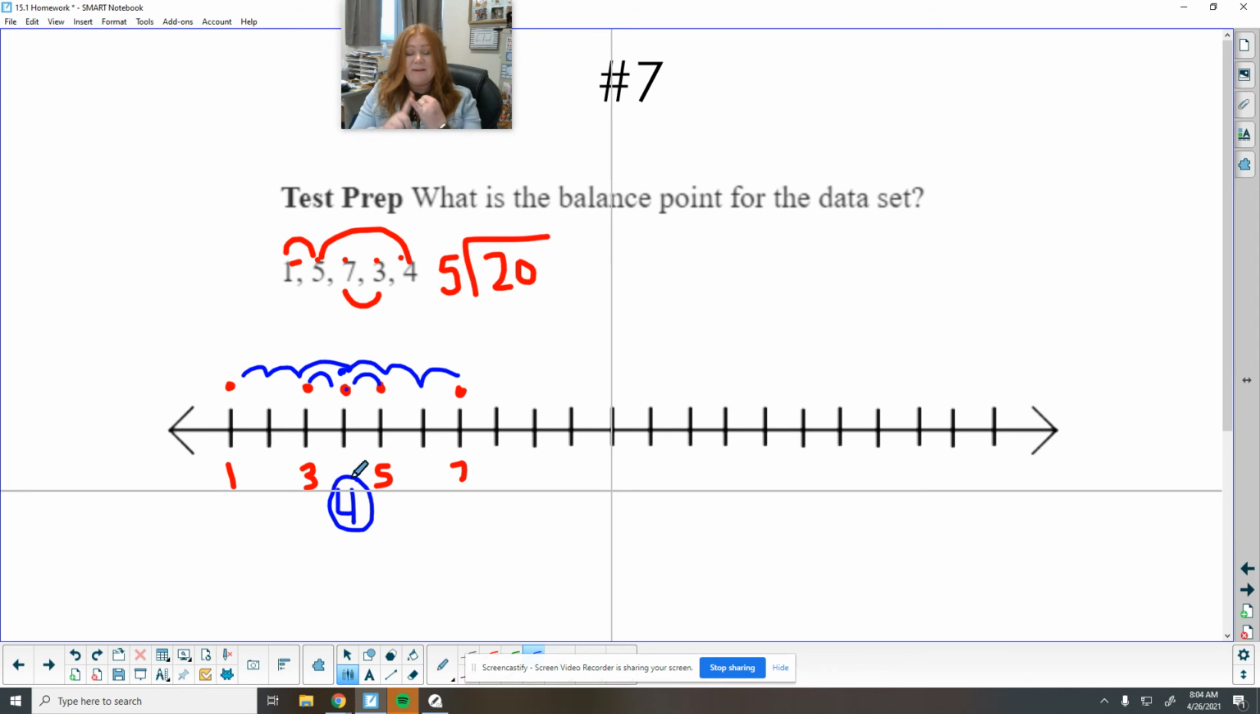So balance point, fair share, average, mean, those all equal. That's the same word. We're finding the middle. We take the numbers, put them together. What is that number that makes it so all of them would have the same amount?